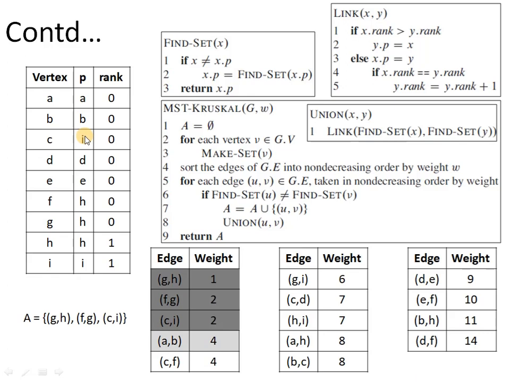Next we have AB. So for A and B, again we have to keep the edge and combine the sets. So we have kept the edge and combined the sets also. Then we have CF. So C belongs to a set with representative I, and F belongs to a set with representative H. So basically they are different, so we have to keep the edge CF, and also we have updated the representative corresponding to vertex I to H. Initially it was I only.